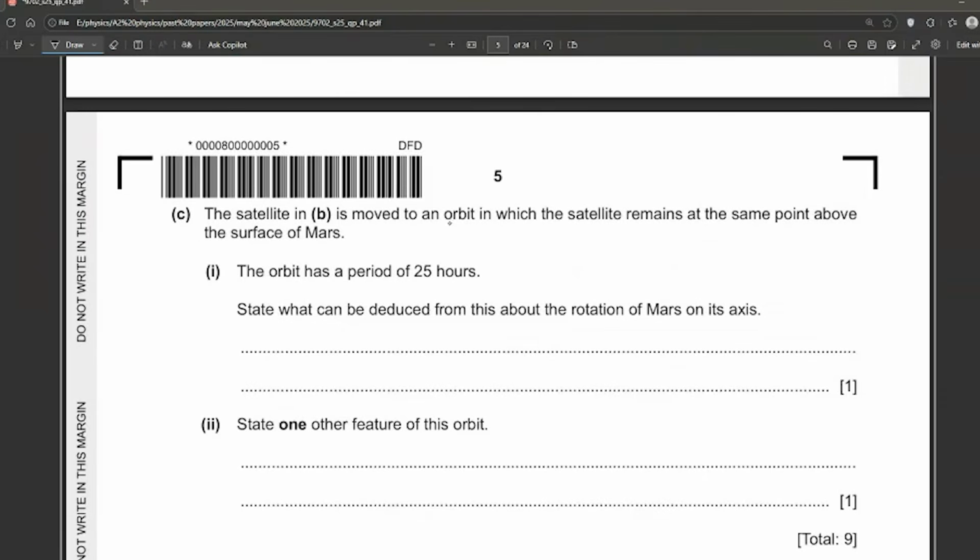The satellite in B is now moved to an orbit in which the satellite remains at the same point above the surface of the Mars.